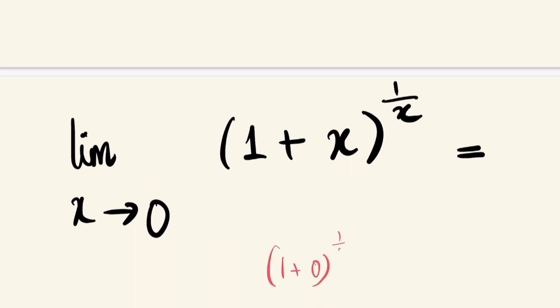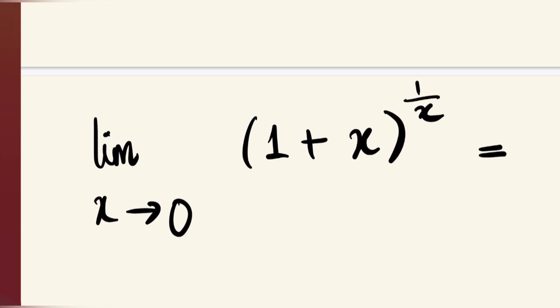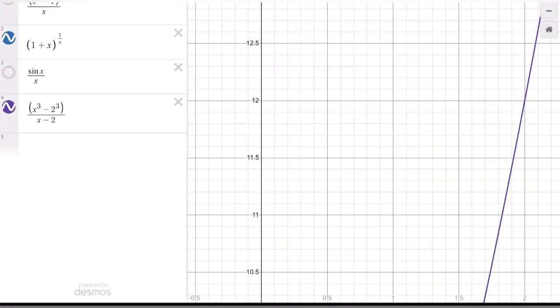1 plus 0 the whole raised to 1 upon 0. First of all, 1 upon 0 is also not defined, and you cannot find this out. But still, the graph is not so not defined. Let's look at the graph. So the graph looks like this.